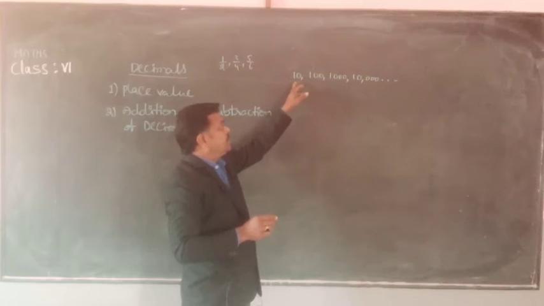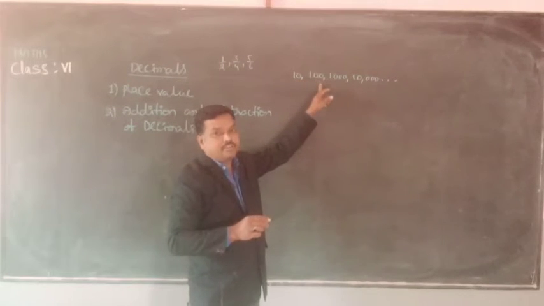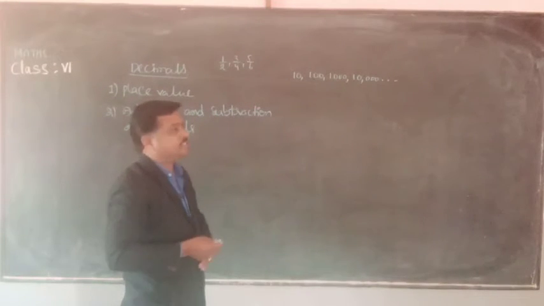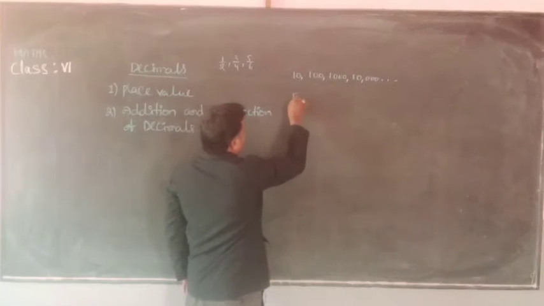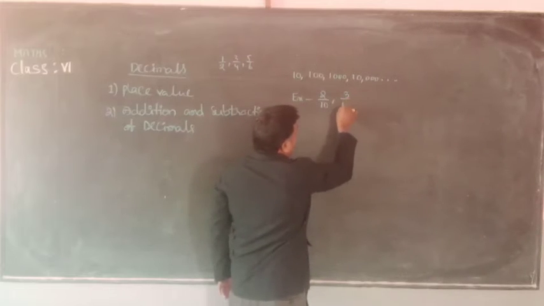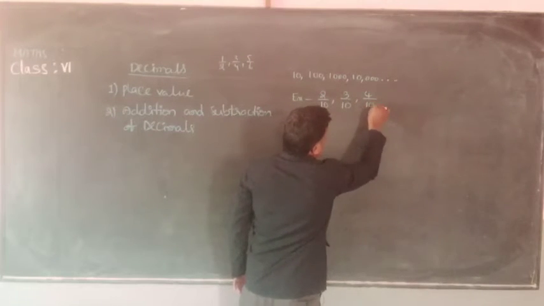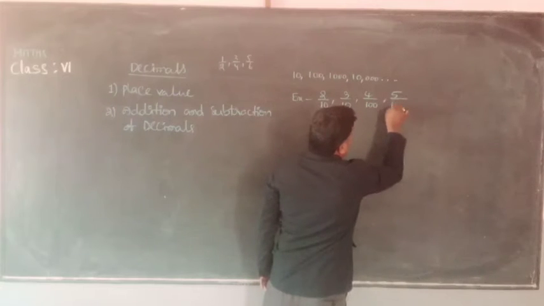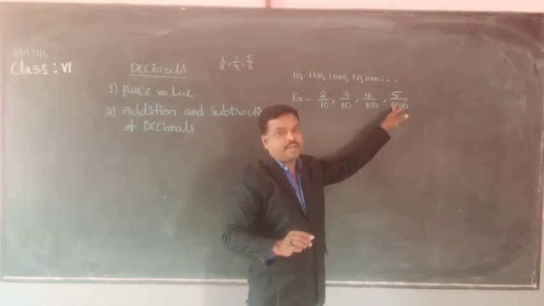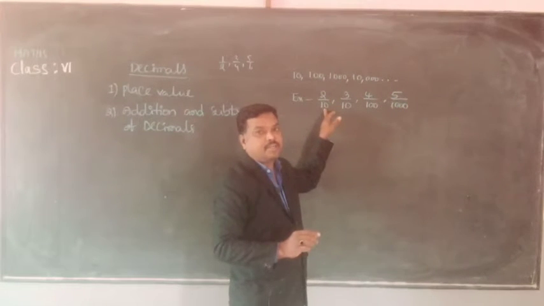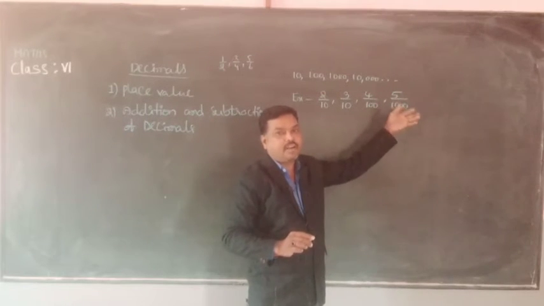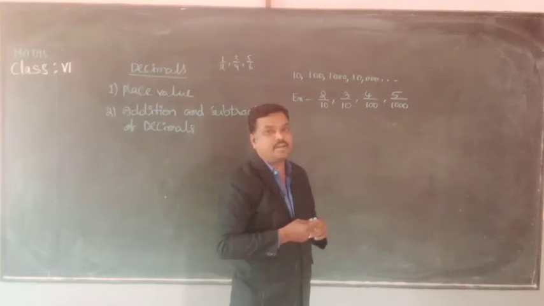If the denominators are in the form of multiples of 10, then we can say the given fractions are decimal fractions. For example, 2 by 10, 3 by 10, 4 by 100, 5 by 1000. These are all examples of decimal fractions because the denominators are 10, 100, 1000, 10,000, even 1 lakh, and they are called decimal fractions.